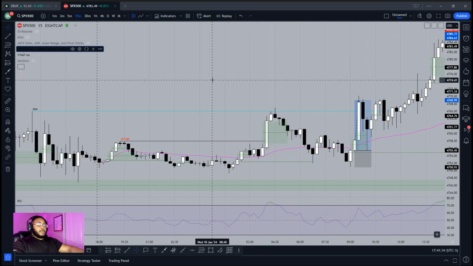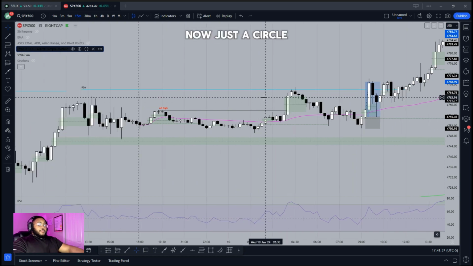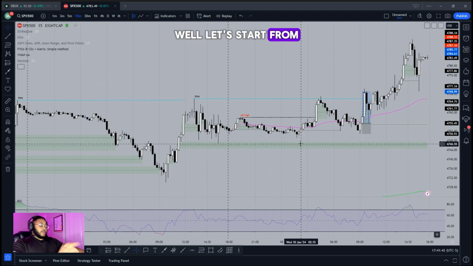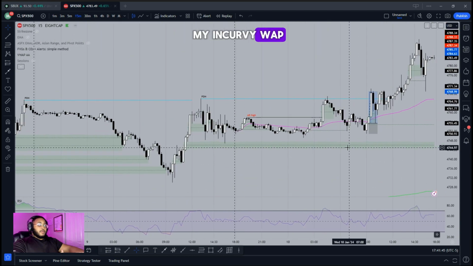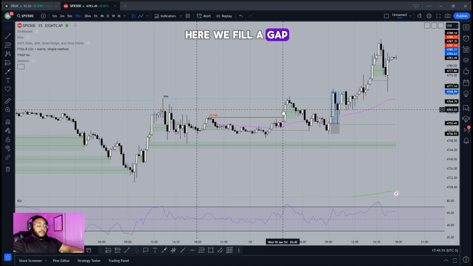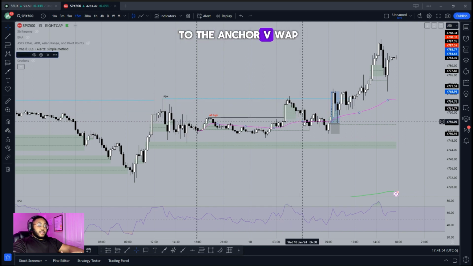So now, just to circle back again, I get a break of structure. Well, let's start from the rip. I'm bullish because of my anchor VWAP. I get a bullish break of structure. Here, we fill a gap. It comes back down to the anchor VWAP, which is, like I said, another moving average that calculates a set of specific data over a period of time. What this does for me is give me a more specific range based on the price action of the day.